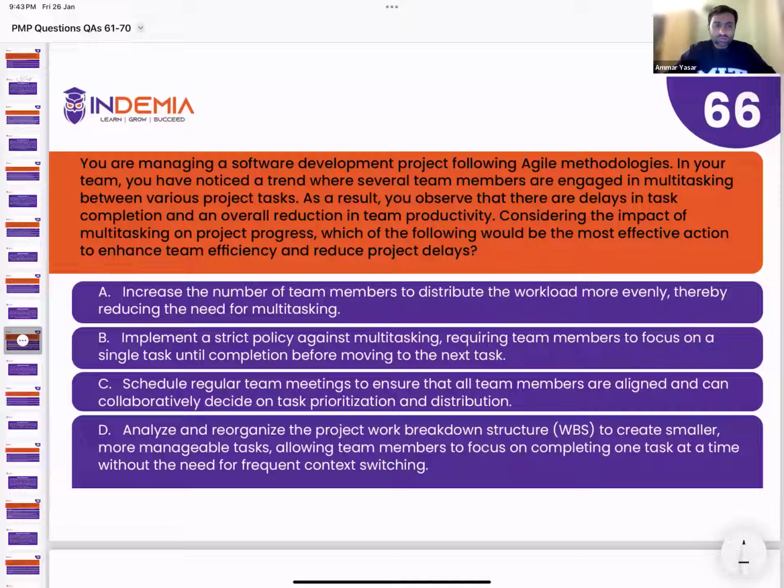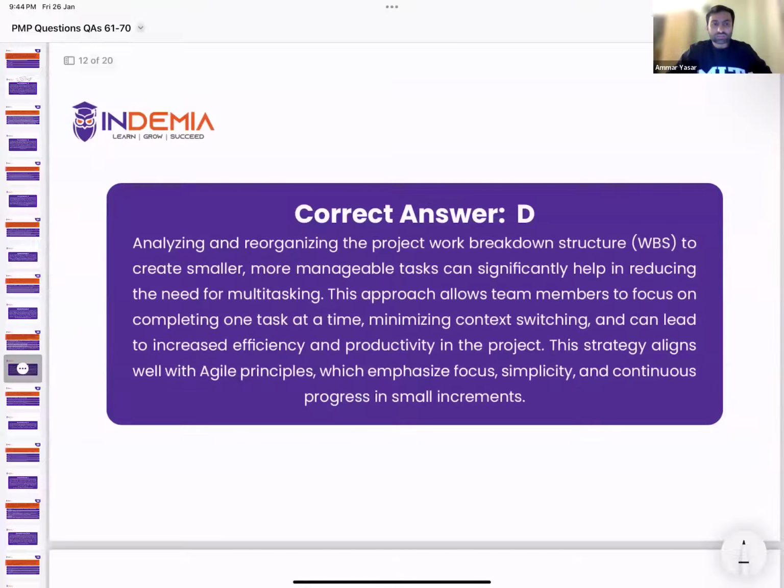And yes, option number D is correct, that more specific, more detail is provided, like break down the task to the smaller level and give team members the opportunity to complete one task at a time without switching the context, because context switching is what we want to avoid. Like if you're working on multiple tasks, what's happening? You're not focused. That's where the concept of work in progress limit comes, so that team members stay focused and they do not do context switching. So option D is correct. Read the explanation, then we'll move to the next question.